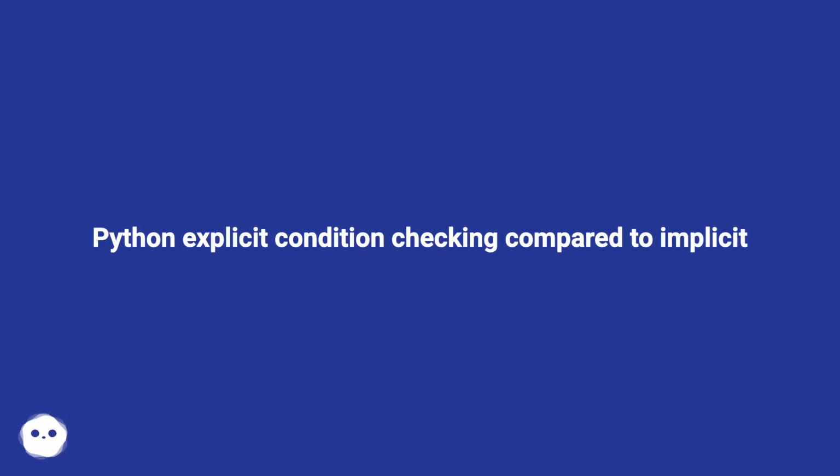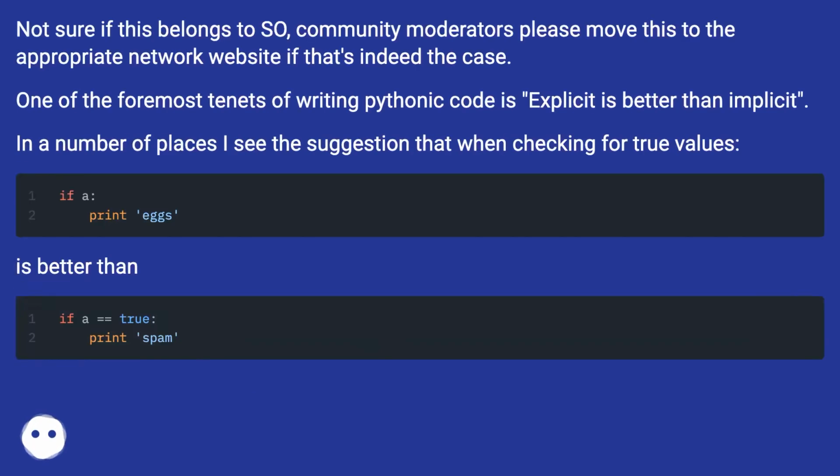Python explicit condition checking compared to implicit. Not sure if this belongs here, so community moderators, please move this to the appropriate network website if that's indeed the case. One of the foremost tenets of writing Pythonic code is "explicit is better than implicit."